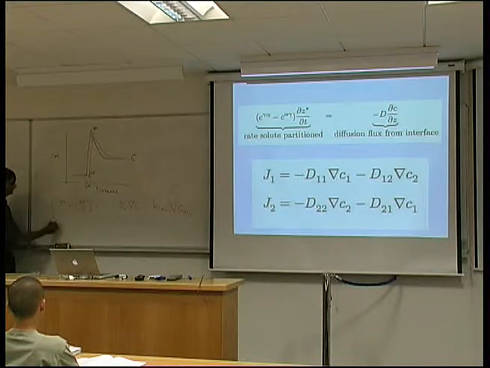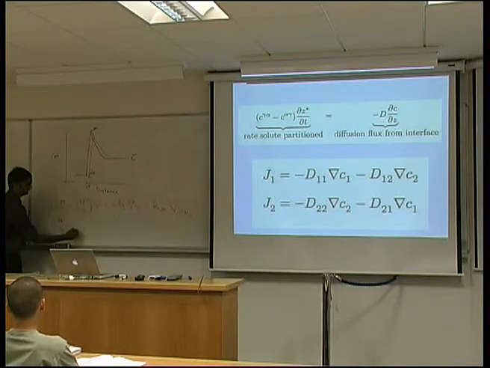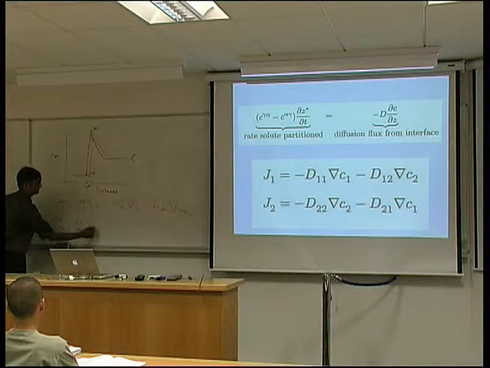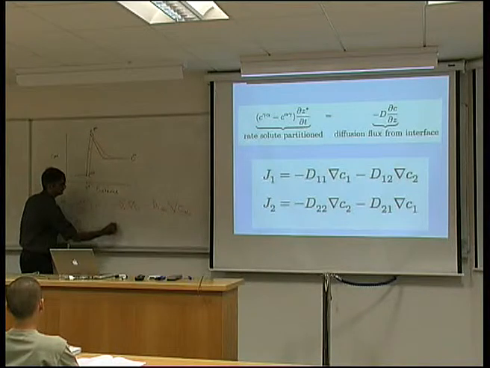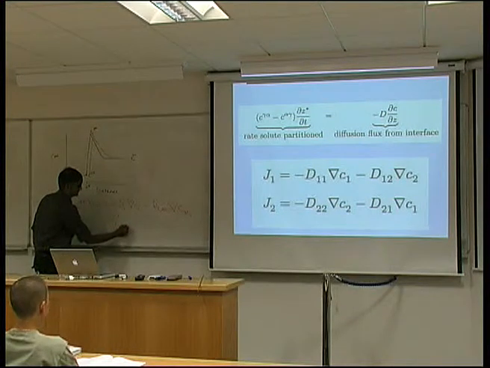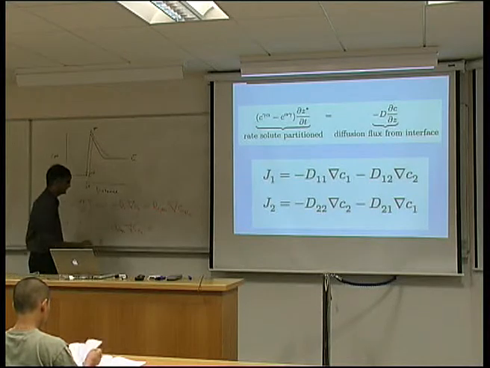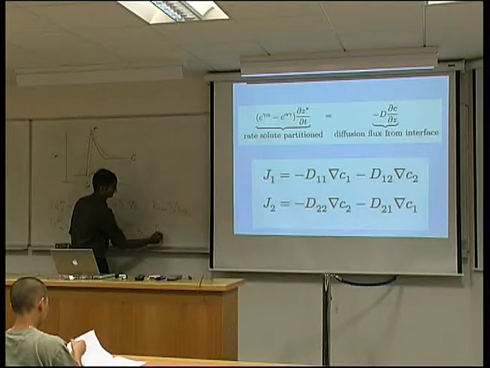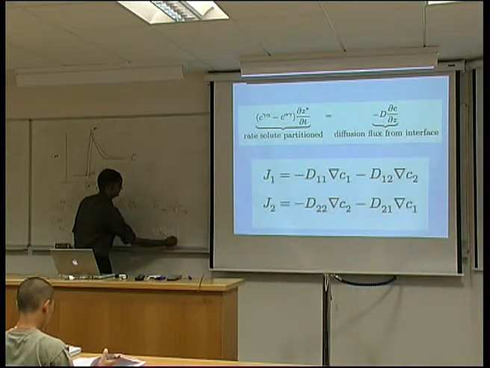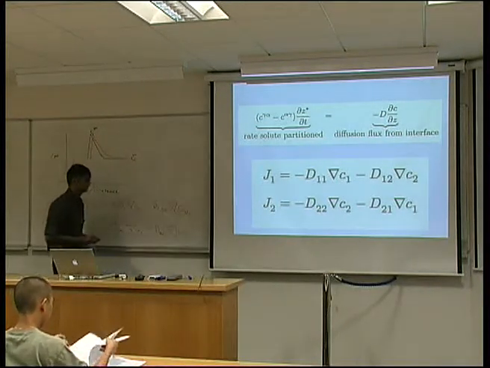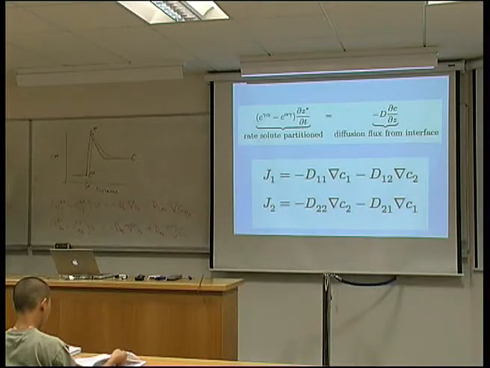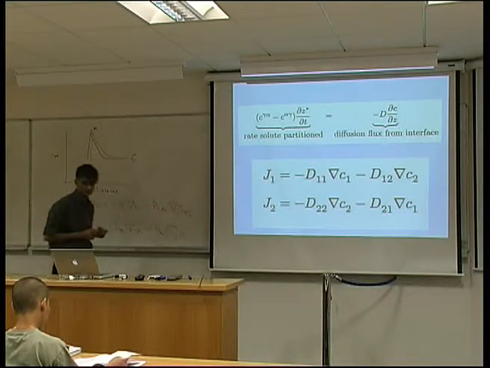And we have a second equation, which deals with the concentration of manganese and how it diffuses. Times velocity will be equal to minus the diffusion coefficient of manganese and its gradient, less the interaction of the gradient of carbon. We have two equations to satisfy now, not just one equation.